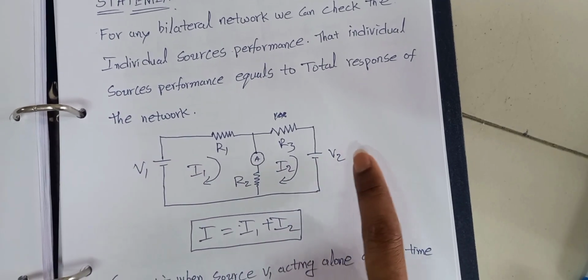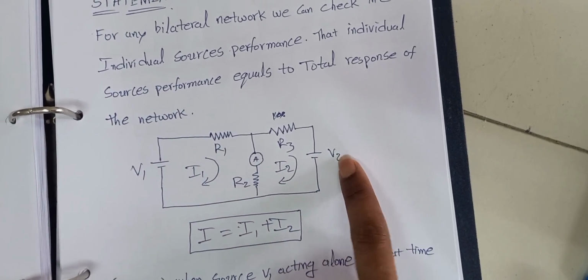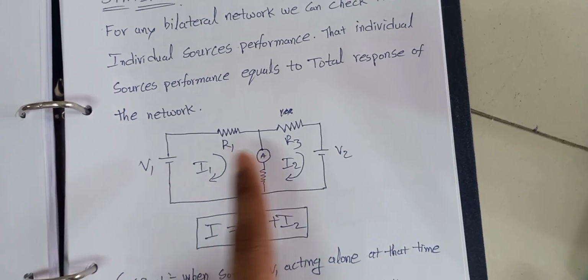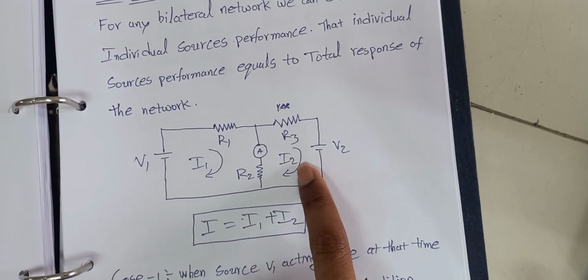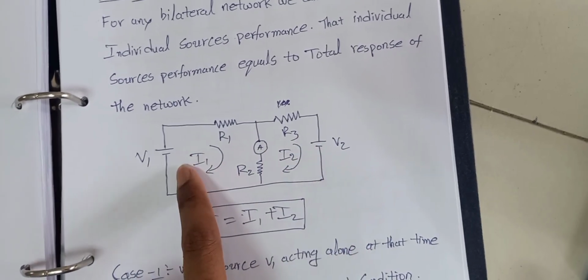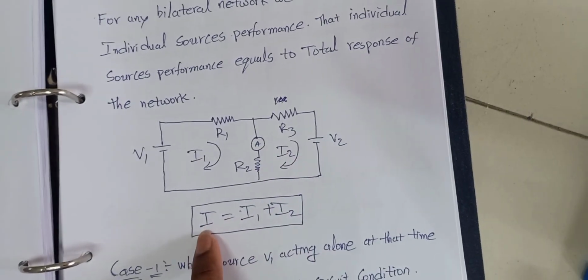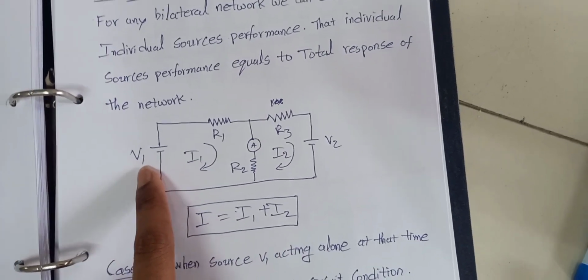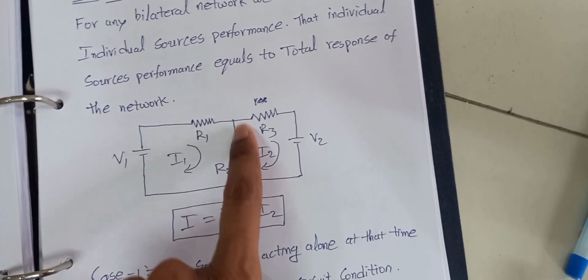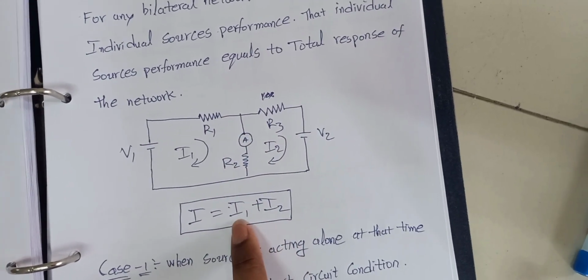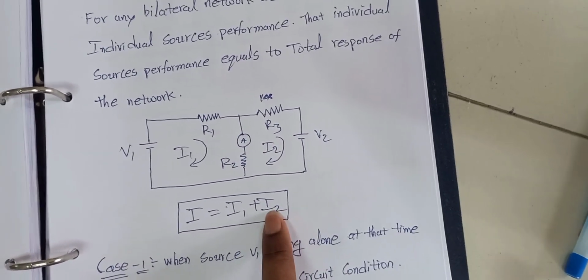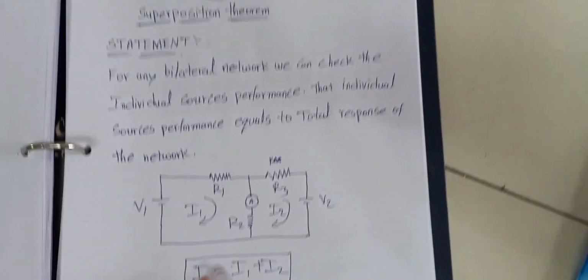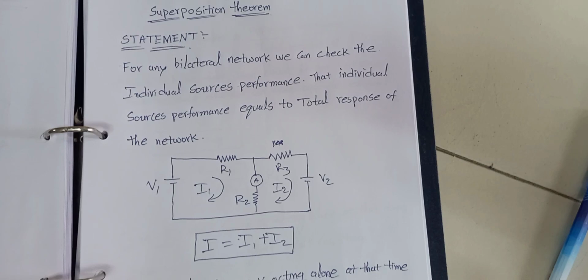In the second case we take the V2 source and short circuit the V1 source. Then we calculate I2 current. These two currents we add in the third case, and we get the total response, I current. So when we take both voltage sources at a time, the response is I1 current plus I2 current, which gives the total response. That is the superposition theorem statement.